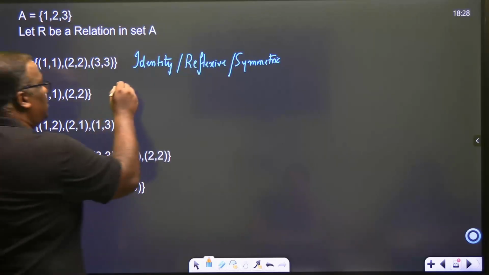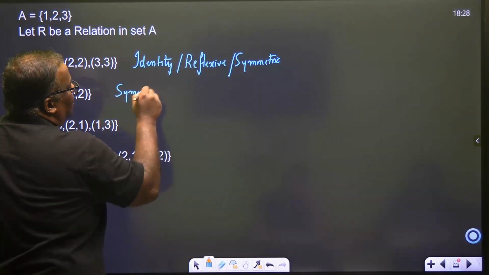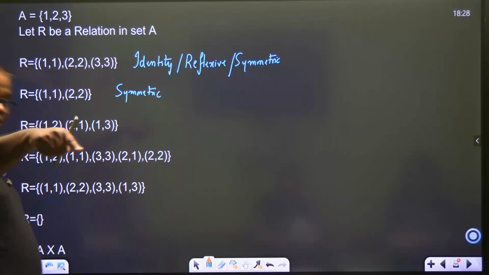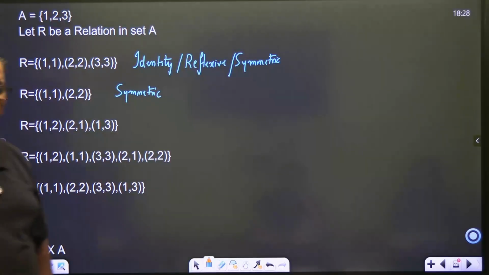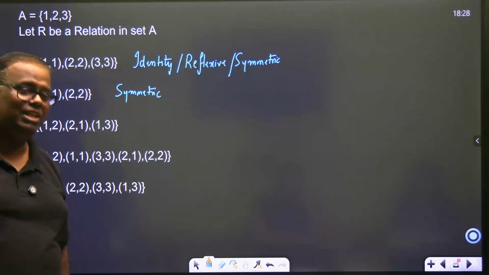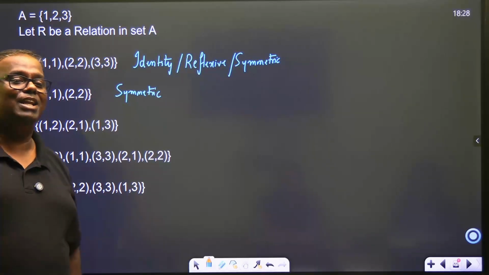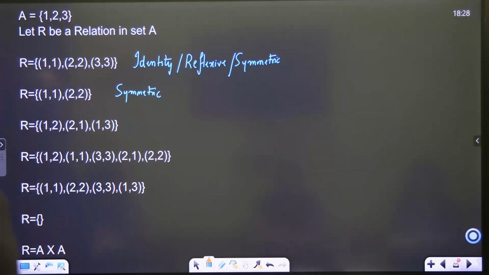Yes, this is symmetric. Why is it symmetric? For every (1, 1) I have a (1, 1). For every (2, 2) I have a (2, 2). But sir, they are not repeating twice. Oh, idiot. We don't repeat the elements of a set. As simple as that. Next.